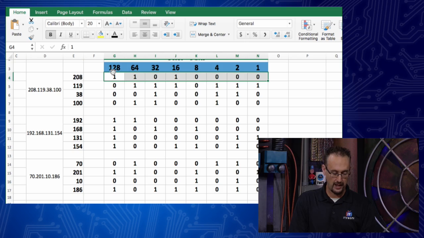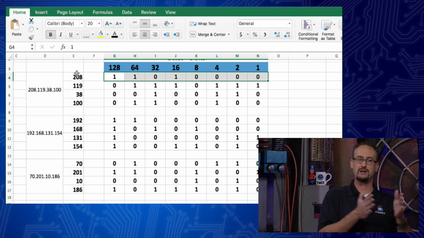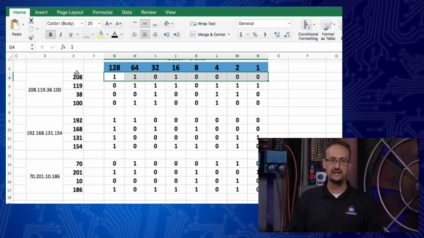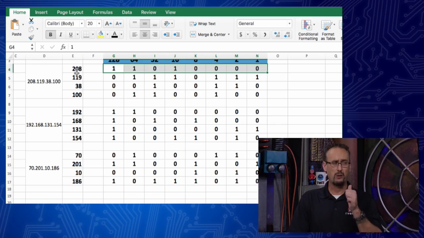If I add, let's see, 16 and 64, I get 80. Right? 16, excuse me, let me try that again. 16 and 64, I get 80. And then from 80 to 128, I get 208, right? So it's easy to do the conversion from binary to decimal once you know these place values, all right? So I wanted to not skip over that, make sure that we do show you that just in case.